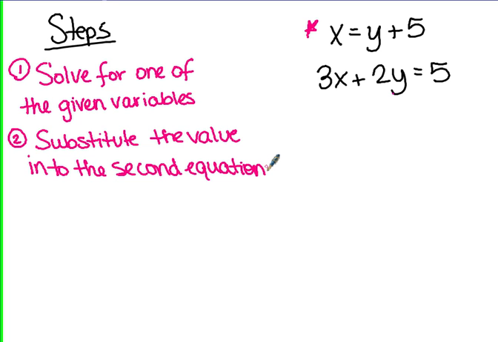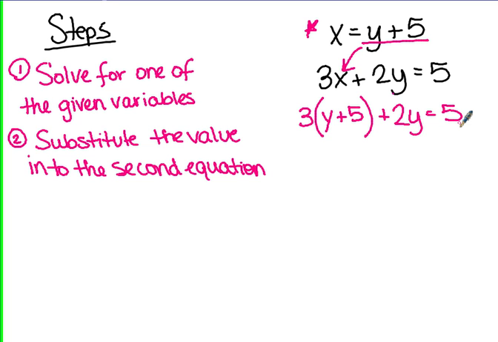All right, so x's value is y plus 5. So in place of x in our second equation, we're going to substitute in y plus 5. So we have 3 times y plus 5 plus 2y equals 5. Okay, now notice if we have one equation, we have one variable, one unknown in that equation, and so step 3 is to solve for the unknown.